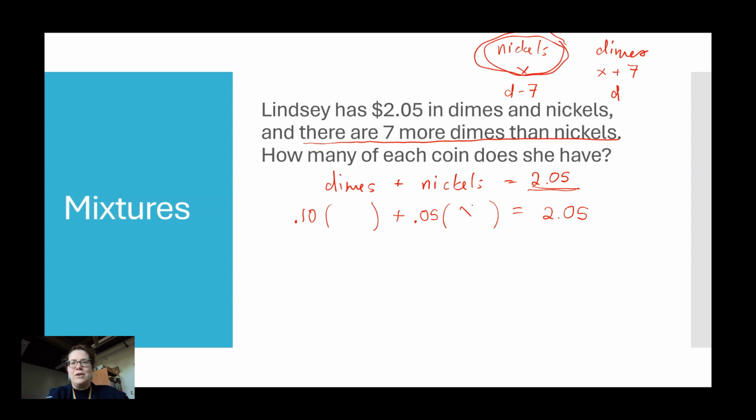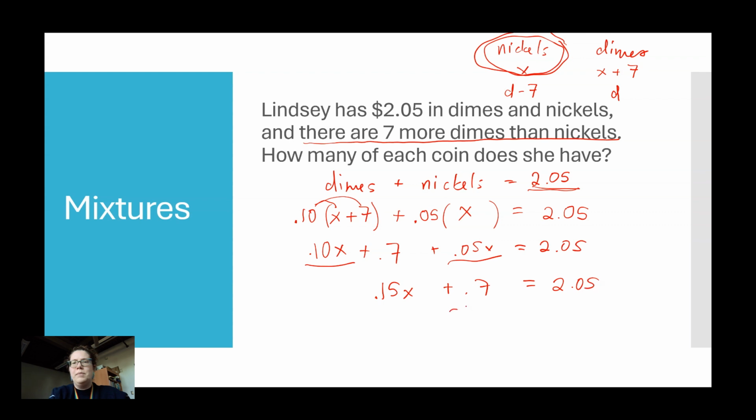All right, so if my X is nickels, my dimes is X plus 7. Now I've got a lovely equation, and I can use my excellent solving skills to distribute and simplify this problem, solve for X. Then I will know how many nickels I have. So I'm going to distribute. I'm going to combine like terms. I've got these X's and these X's that together will make 0.15 X's. So I have 0.7. I'm going to subtract that 0.7 from both sides.